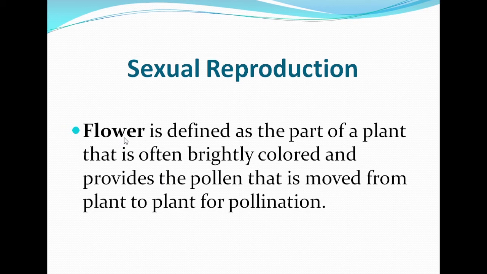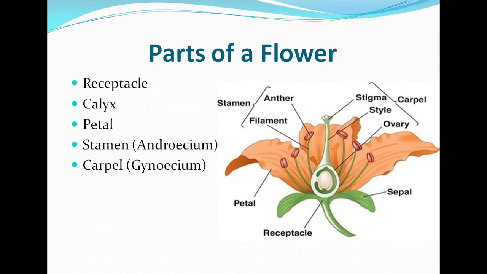Now, flower. Flower is defined as the part of a plant that is often brightly colored and provides the pollen that is moved from plant to plant for pollination. Again, I am saying flower is an important organ of plant for sexual reproduction. Now, parts of flower: receptacle, calyx, petal, stamen, androecium, carpel, gynoecium.